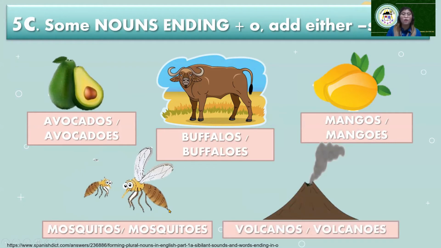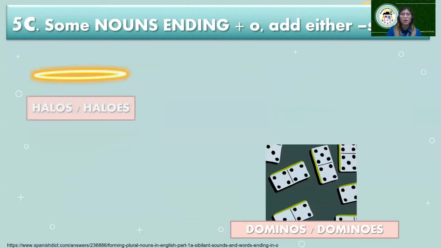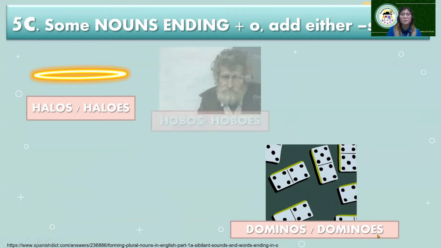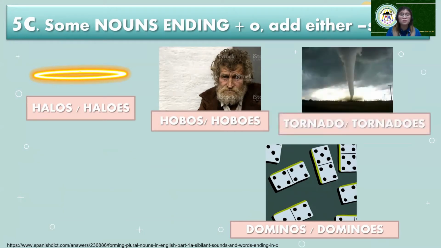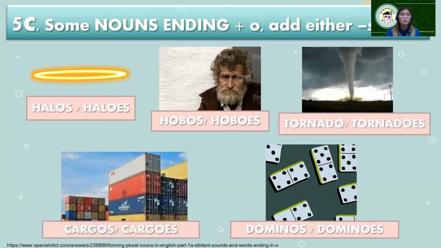As you can see, in all these five pictures here, you can change the singular nouns to plural by adding either S or ES. We also have halo to halos, domino to dominos, hobo to hobos. So hobos are beggars. Okay, so that's the meaning of a hobo. Tornadoes, cargoes. So again, these are some other words ending in O that you can add either S or ES to.